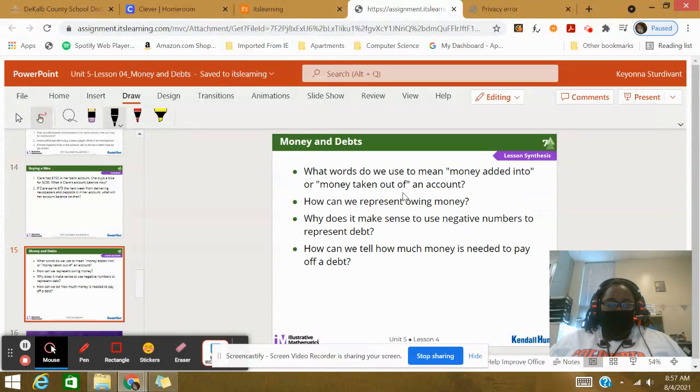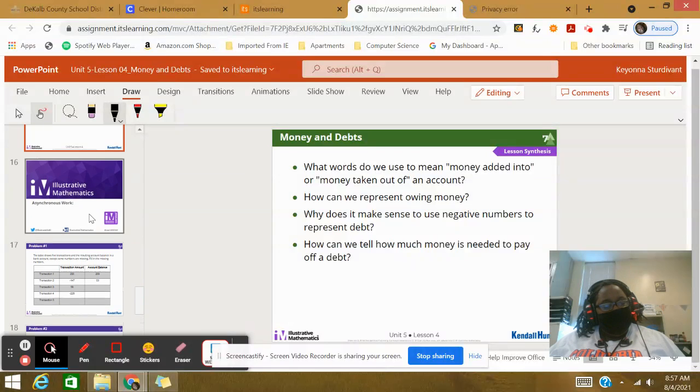And then the lesson synopsis is slightly different from the packet to this one. But if you're doing a PowerPoint, just answer these questions. So what do the words money added to or money taken out mean? The second one says, how can we represent owing money? That one says, why does it make sense to use negative numbers to represent debt? And the final question says, how can we tell how much money is needed to pay off a debt?